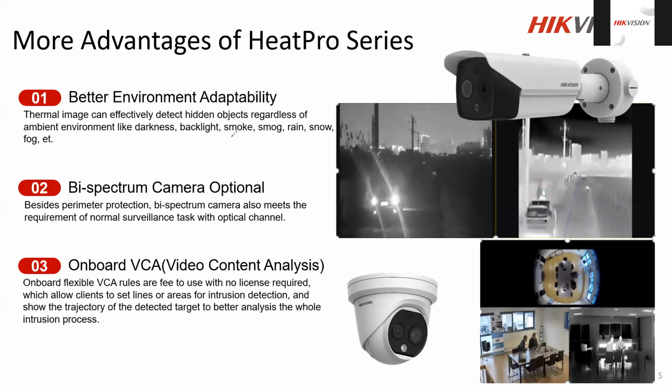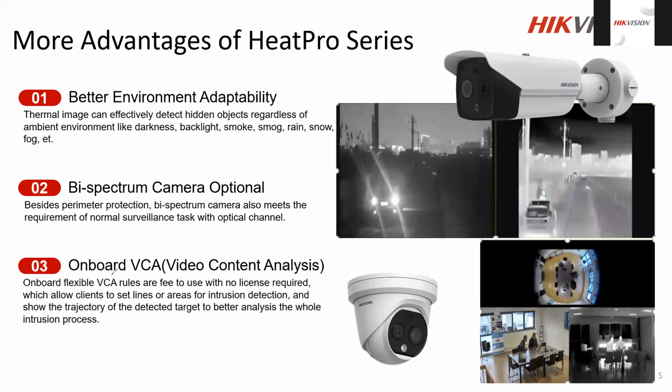Nowadays, Sri Lanka is a little bit bothered by Indian fishermen coming into our region. So there's potential there. We can fit vessel detection into this and detect the vessels entering our region. We can have that on our Navy boats. Those kinds of situations are adaptable for more environments. And the bispectrum option, which I mentioned, is very important when we want normal surveillance along with temperature surveillance. And these cameras come with onboard VCA.